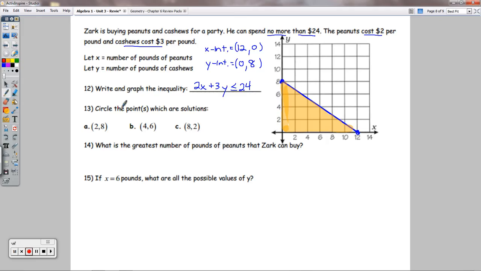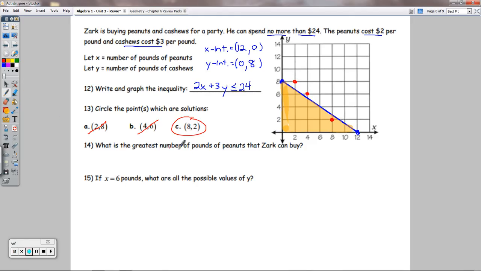So from there, we're trying to circle the points which actually are solutions. In other words, which of these points actually lies in the feasible region, the possible area. 2, 8 would be right here. That is outside the feasible region, so no. 4, 6 is just outside the feasible region, but just outside still doesn't count. 8, 2, though, is just inside the feasible region. So this is the one that actually would be a possible solution.